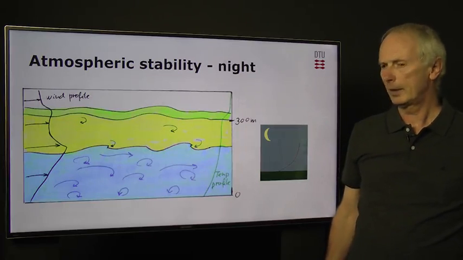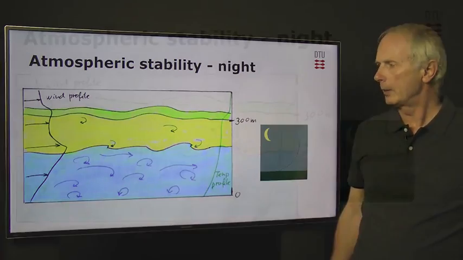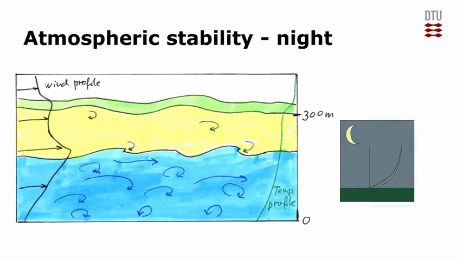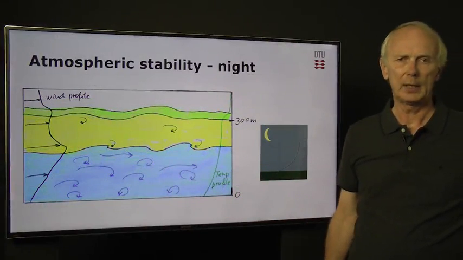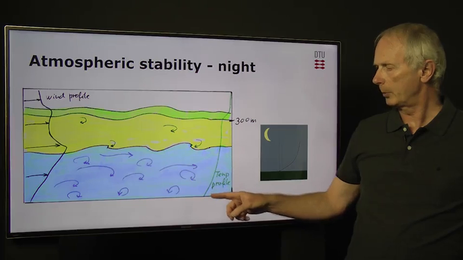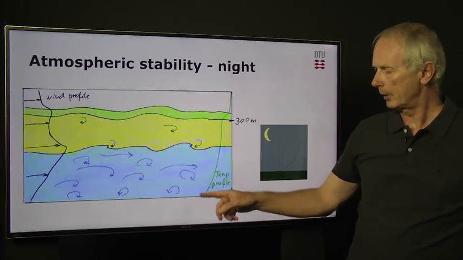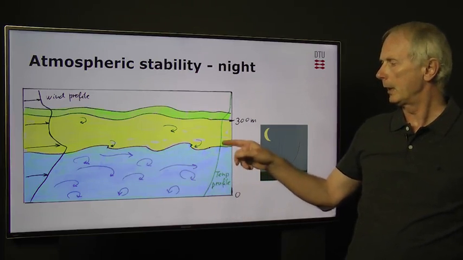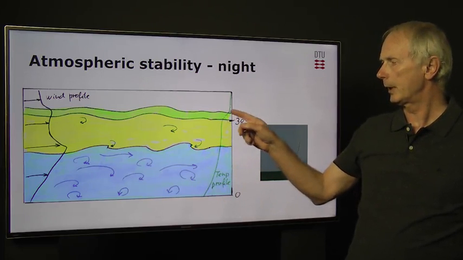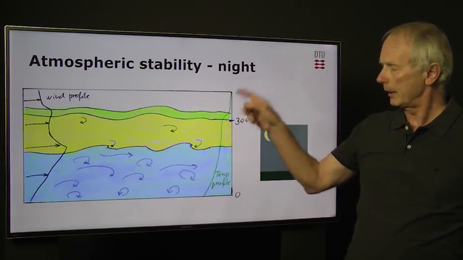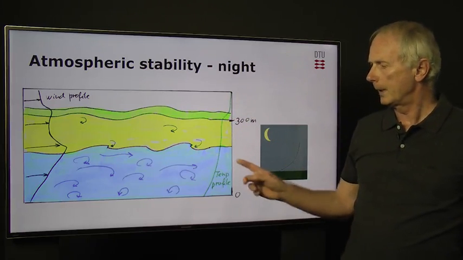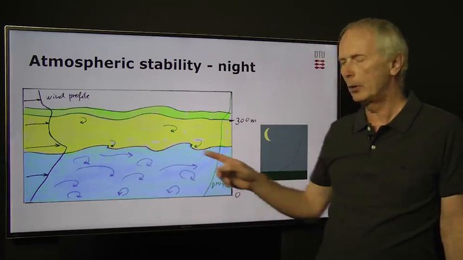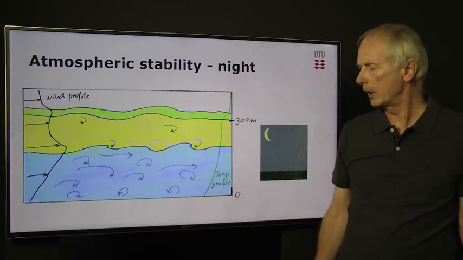During the night it's different. Here we have a similar schematic picture of the night conditions, but the height is much less. It's only 300 meters. And it has in a way three layers, you can say. First we look at the temperature profile. It increases because the surface is cooling, and then it has an area where it's near constant, and then it has an inversion and then it's in the free atmosphere.